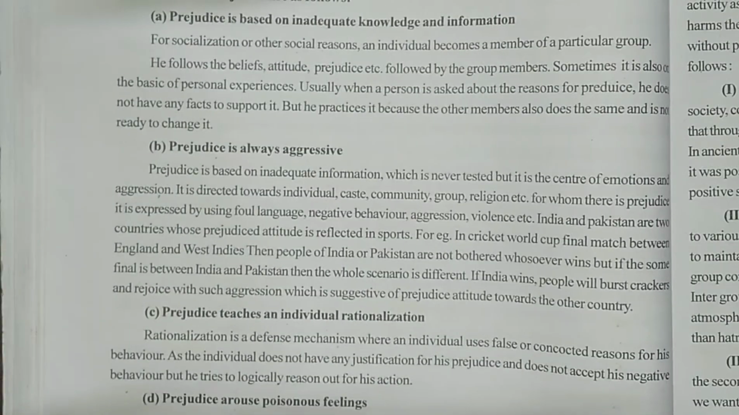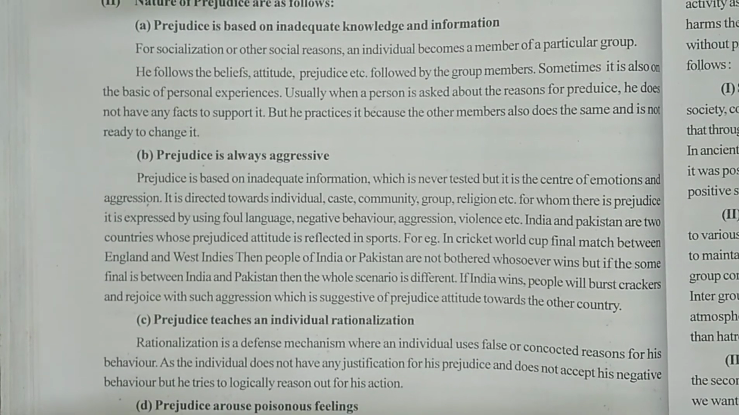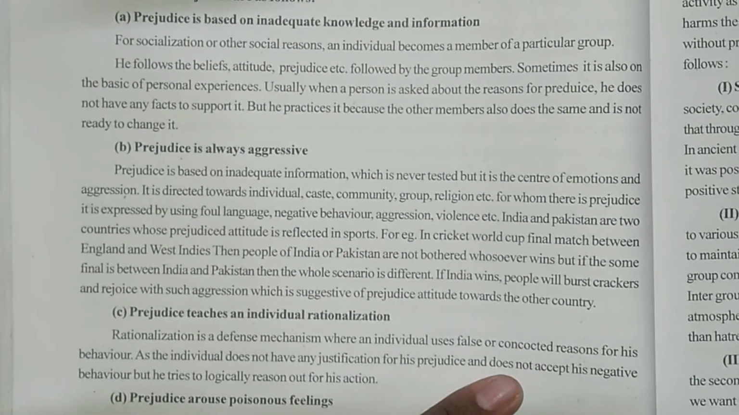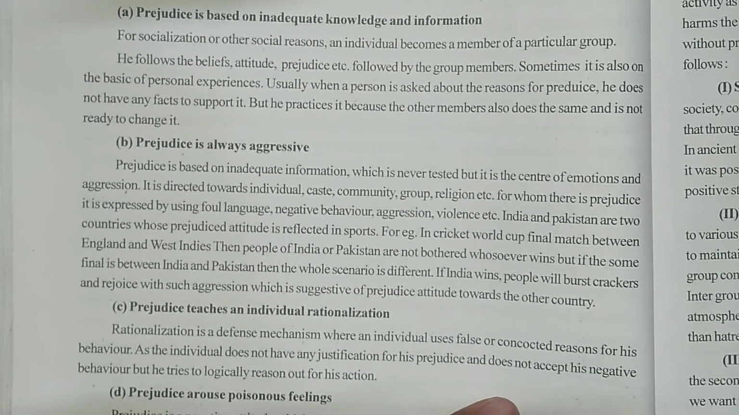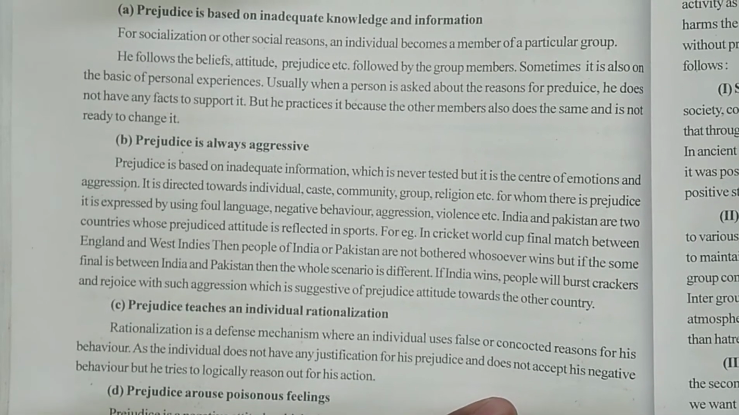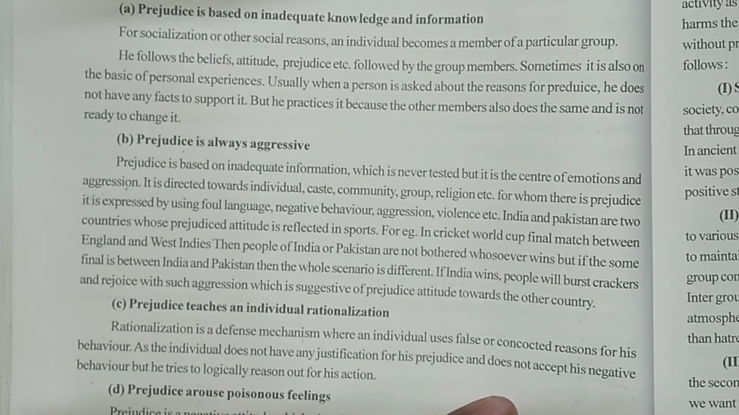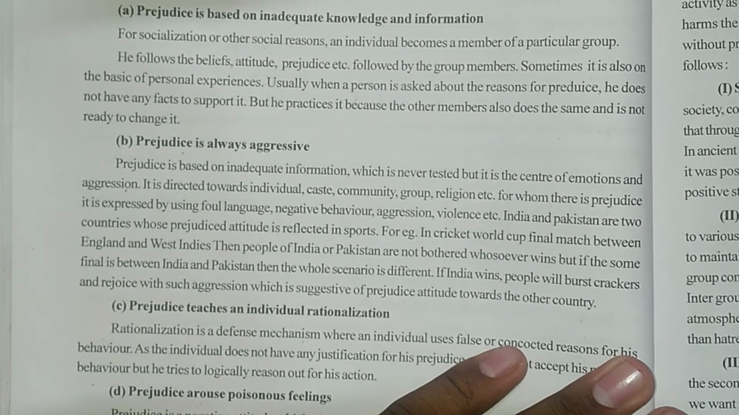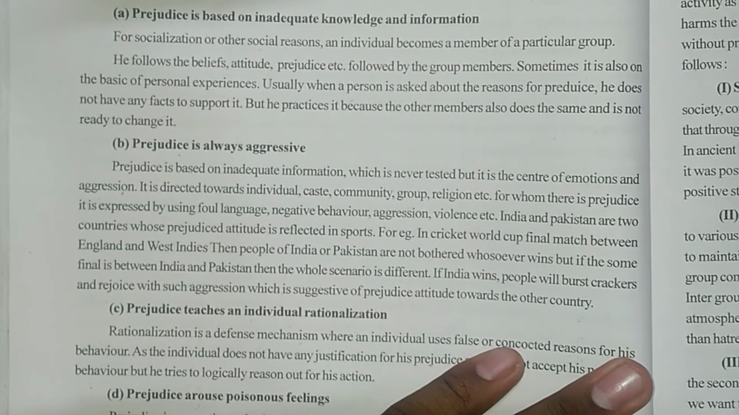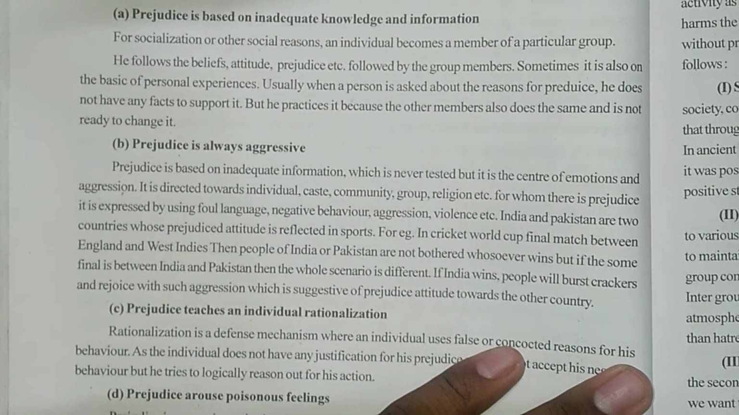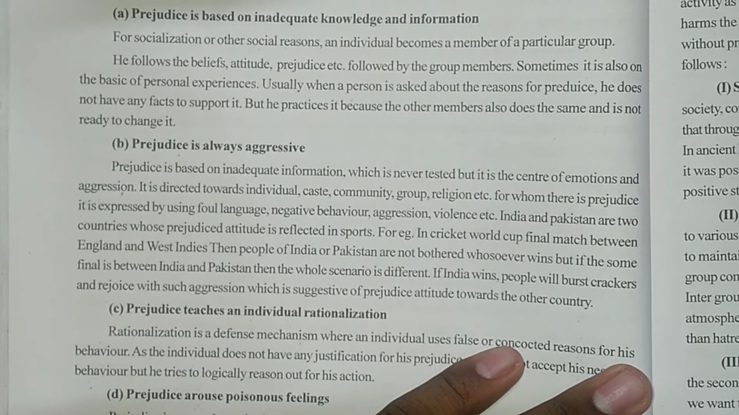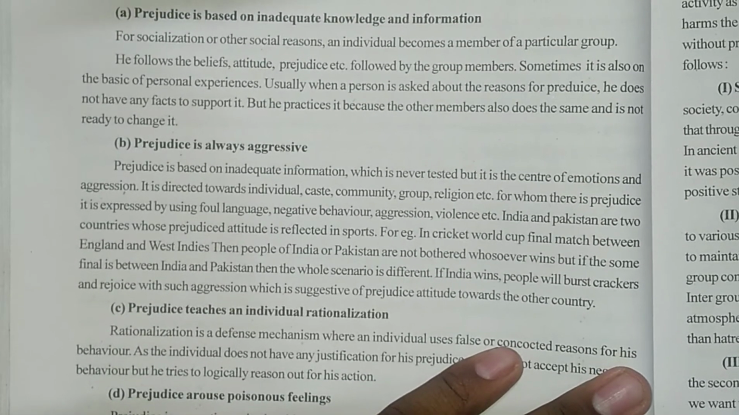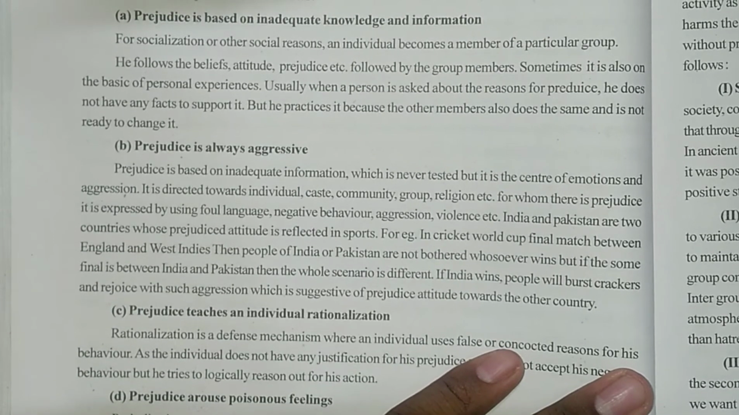Now, the first: prejudice is based on inadequate knowledge and information. Before socialization or other social reasons, an individual becomes a member of a particular group. He follows the beliefs, attitudes, and prejudices followed by the group members. But sometimes it is also on the basis of personal experiences. Usually, when a person is asked about the reason for the prejudice, he does not have any fact to support it. But he practices it because the other members also do the same and he is not ready for change.